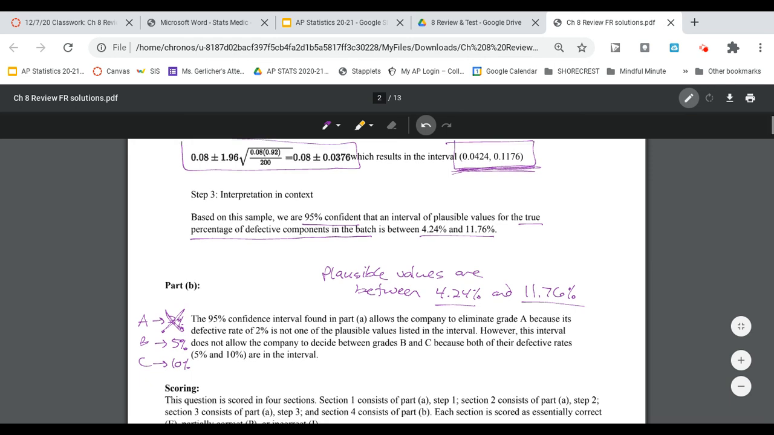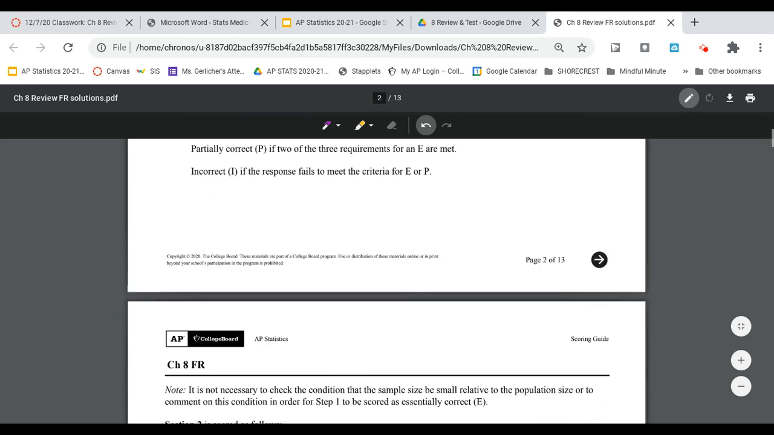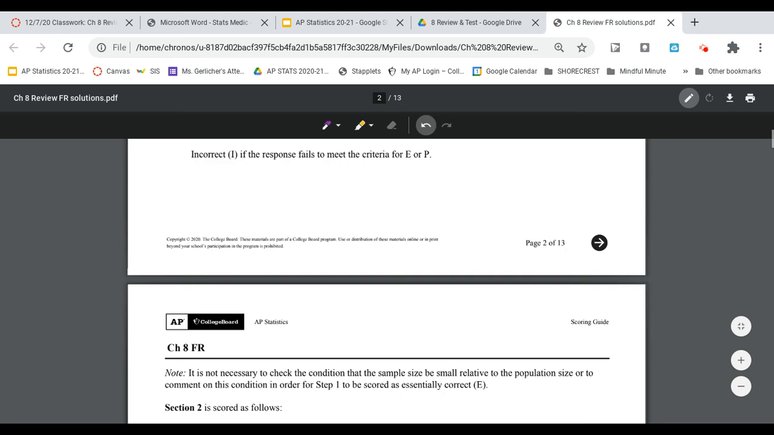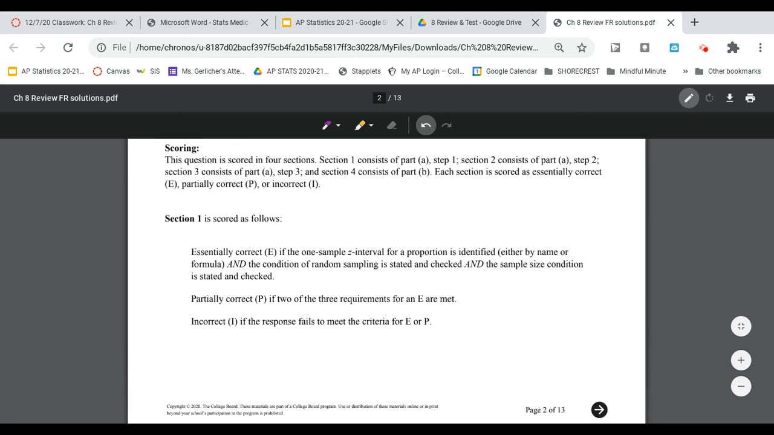Okay, so scoring wise, if we go down, they kind of broke it up into pieces. They needed the name, either by name or formula. And they need the condition of random sampling stated and checked, and the sample size condition stated and checked. So that's the large counts. That's what they were looking for in that first chunk.